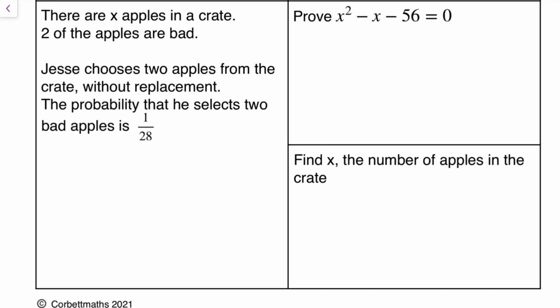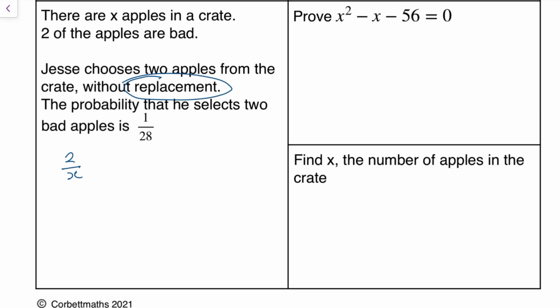So what do I have here? There are x apples in a crate, 2 apples are bad. So therefore, the probability of a bad apple is 2 over x. Jesse chooses 2 apples from the crate without replacement. The probability that he selects 2 bad apples is 1 over 28.